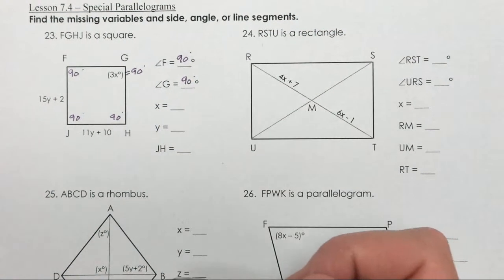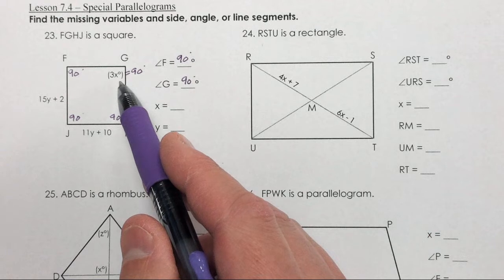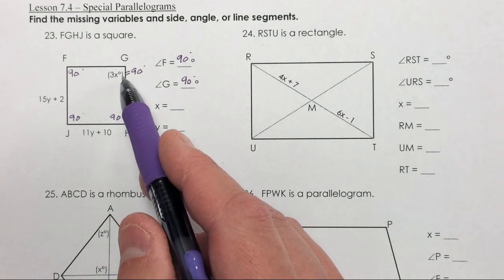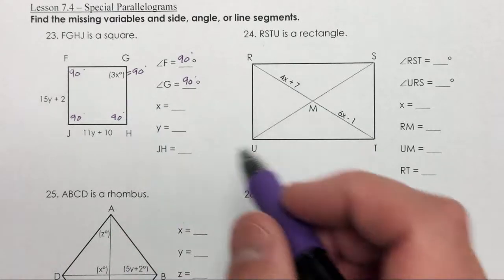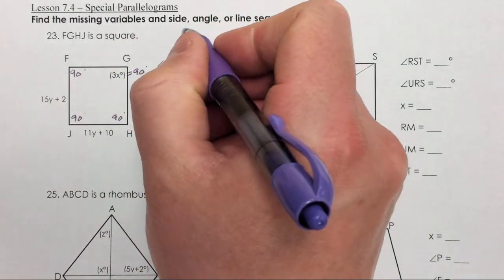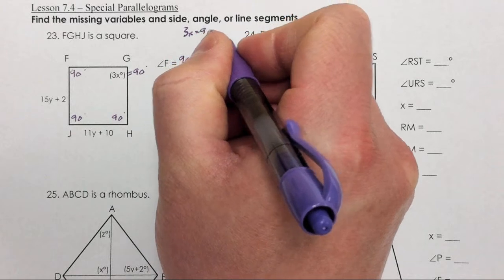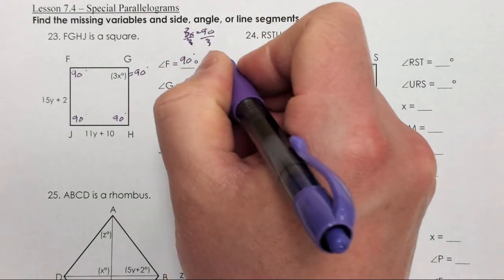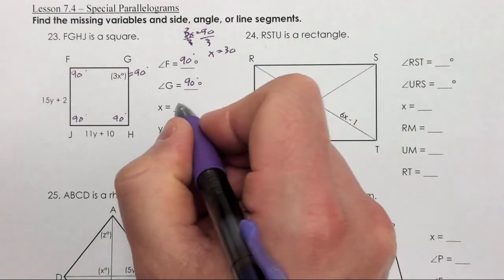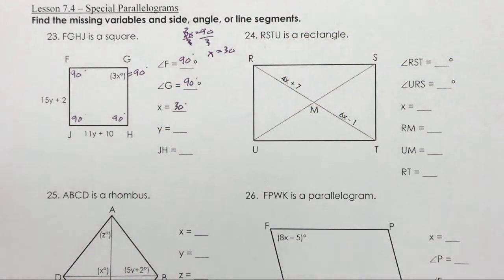Now we need to solve for x. Well, x is over here in this angle, and it says 3x here. So I have that this angle here is 90 degrees. It's also 3x. So I can actually do 3x equals 90, set those equal to each other, divide by 3, and therefore that gets us x is 30. So this x is 30.